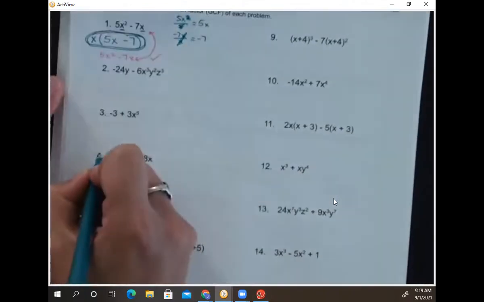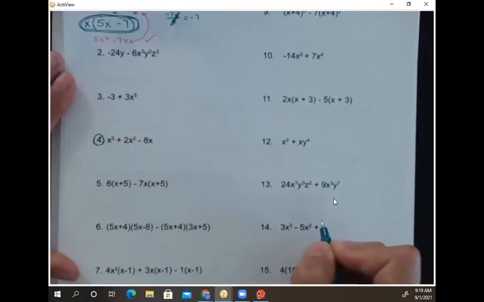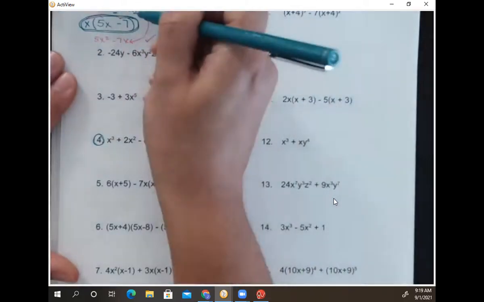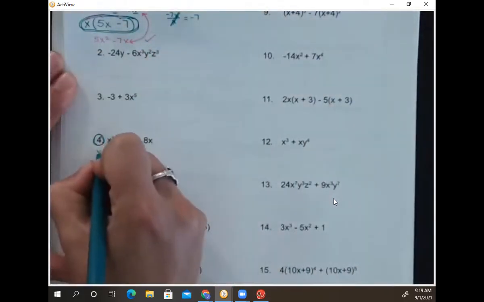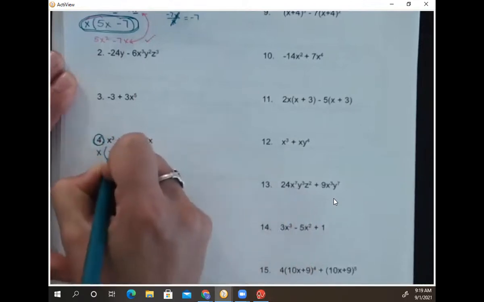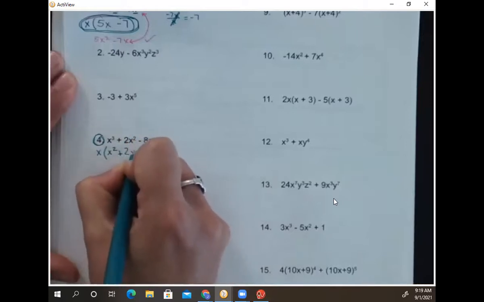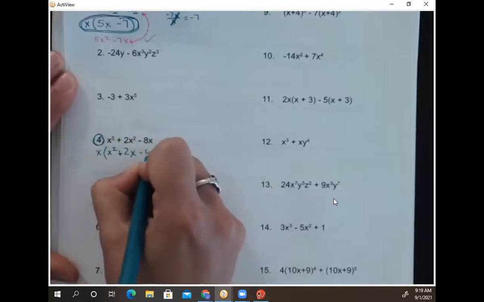Let's take a look at number 4. What do I have in common for all of those terms? They all have an x, right? Same as number 1. So I'm going to factor x out of all of those terms. That would leave me with x squared plus 2x minus 8.